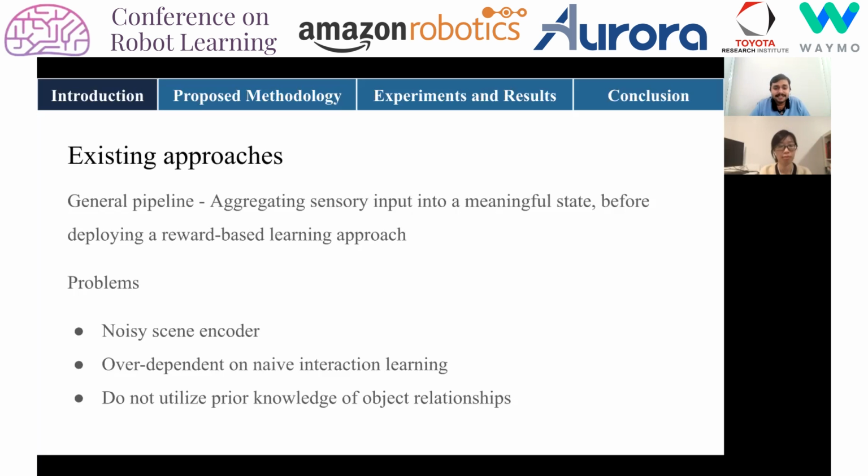First, the holistic scene encoder can be quite noisy due to clutter in the environment. Second, the algorithms are overly dependent on learning through trial and error, and thus cannot generalize across domains. Finally, most of these methods do not utilize prior knowledge about object relationships, something we humans consider implicitly.